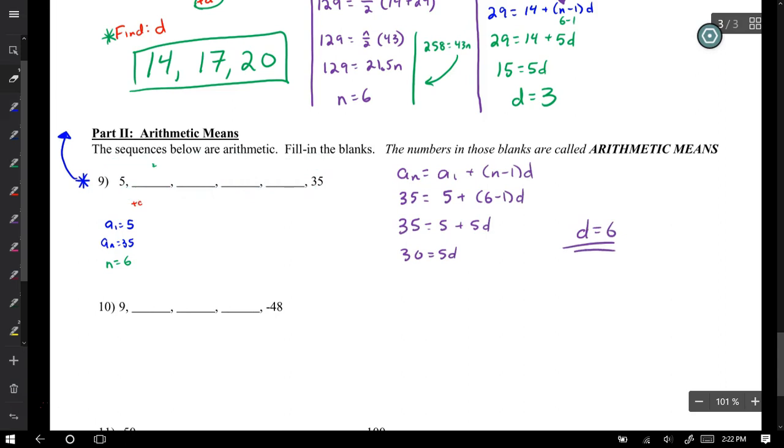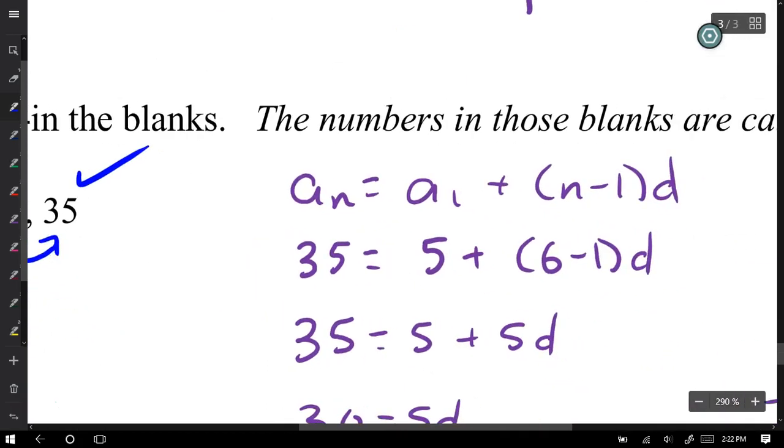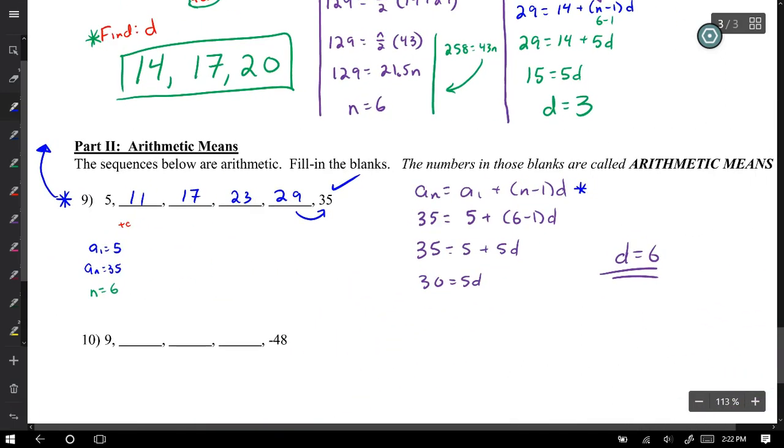So I think I can fill in the blanks. Let's see if we get it. I get 11 if I add 6. Add 6, I get 17. I get 23. I get 29. I would always just check that last one to make sure you add 6 and you get 35. You are guaranteed the right answer. Not too difficult. It's a straight plug in, plug into the formula, and you want to find your difference.